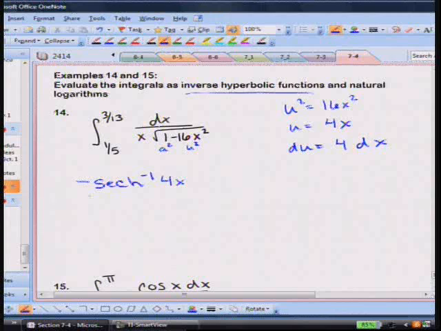So it's negative, okay, and our a is just 1. And so it's 1 over a. So it's just going to be negative inverse hyperbolic secant of u over a, which is 4x. And then we can change our limits, or we should probably change our limits. If u is equal to 4x, then this is going to be from 4/5 to 12/13.